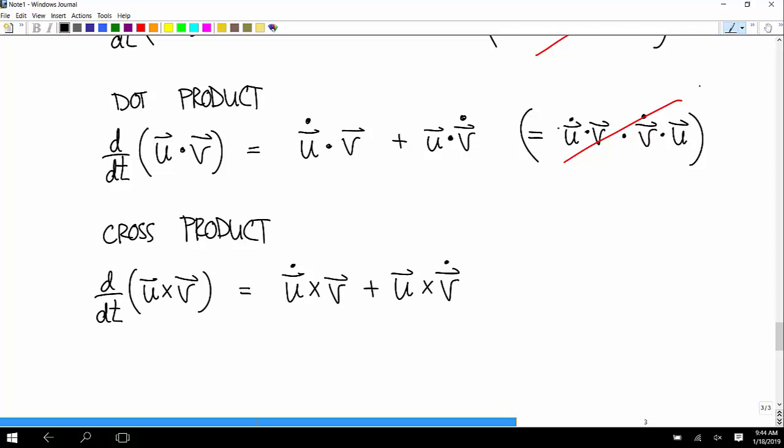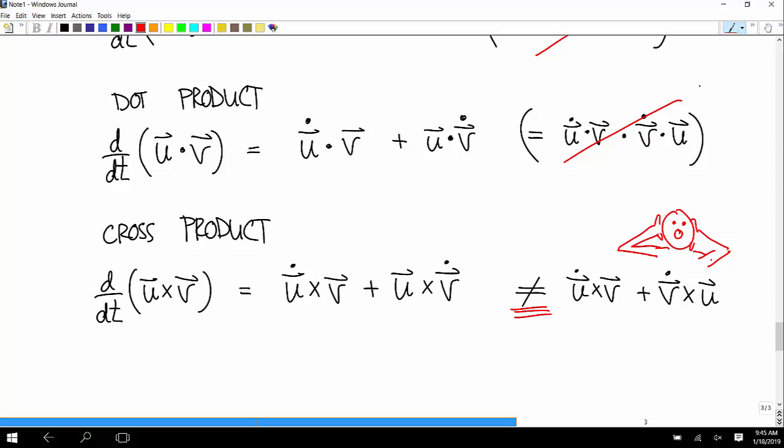And the whole reason that we don't want to think in that crossed out way is that this is not equal to u dot cross v plus v dot cross u, because this v dot cross u is not equal to u cross v dot, because order matters with cross product. Any questions about that?